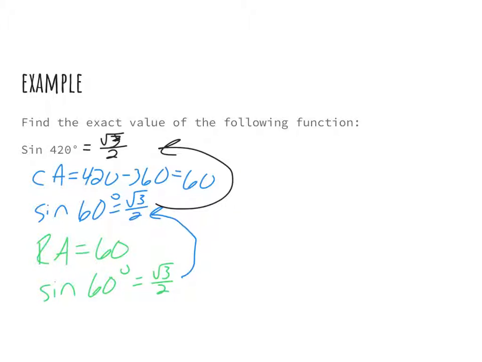Once again, the only thing new we're adding is adding or subtracting 360 until we get a number between 0 and 360, and then we go back to the reference angle and the quadrant, figuring out what the exact value is and whether it's positive or negative, and then we can work our way back.